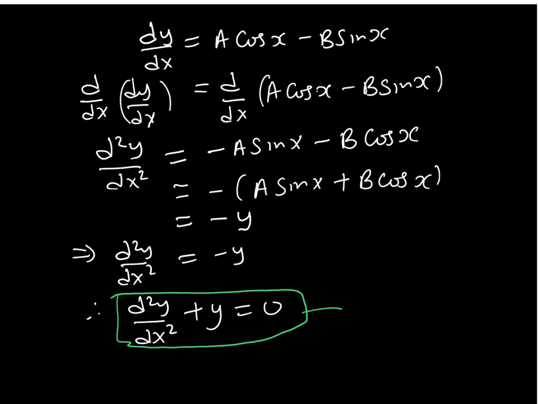Okay, it is a second order differential equation when we look at it. So we have been able to eliminate a and b, and in the end we are having a second differential coefficient plus y is equal to 0 as the equation which we have formed. So it is really easy, okay?